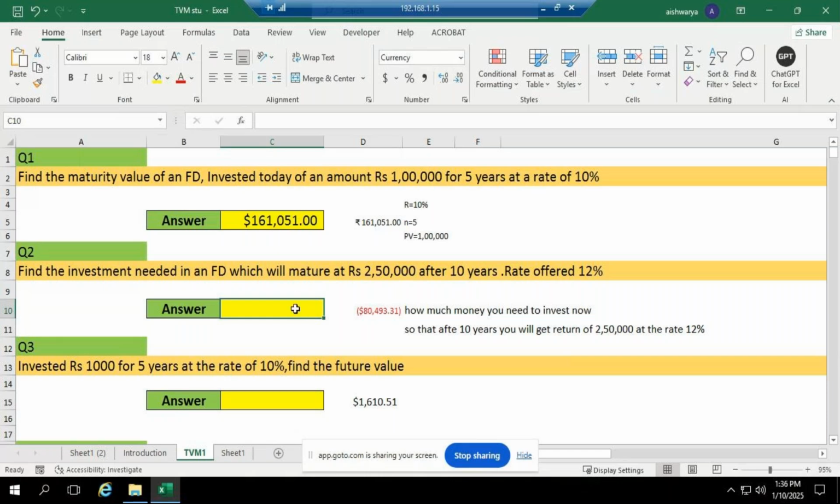Okay, so then the second one. Find the investment needed in an FD which will mature at rupees 2,50,000 after 10 years. The rate offered is 12%. So what formula do we have to use here, ma'am?